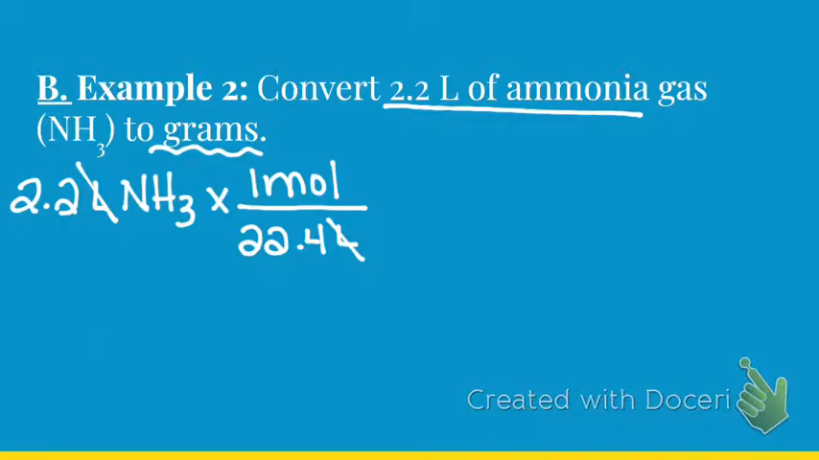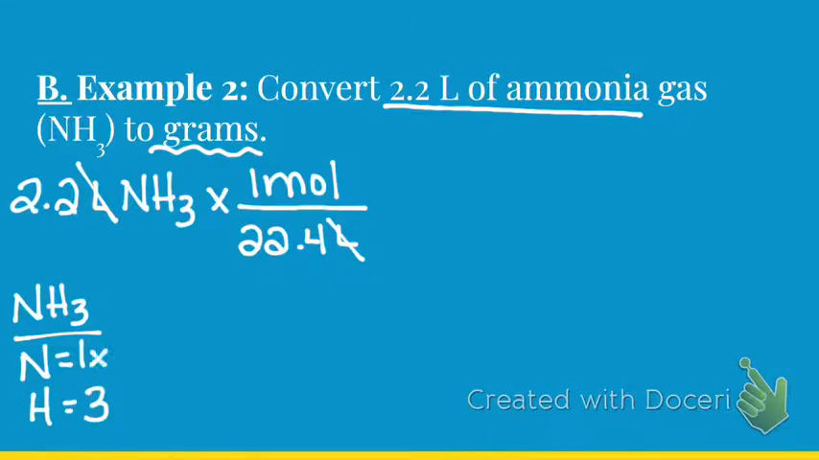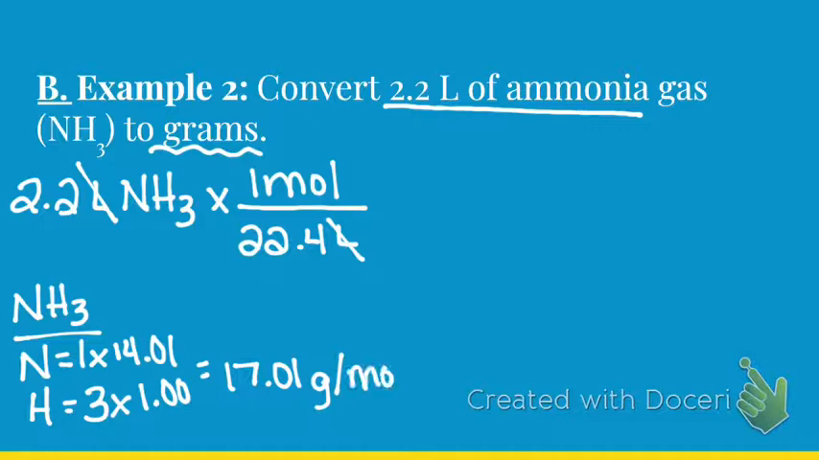So if you take a look at your roadmap, to get to grams, you need to know the molar mass. So we're going to go ahead and use our periodic table to calculate the molar mass of ammonia. When we look at our formula to do our inventory, we have 1 nitrogen and 3 hydrogens. Nitrogen's molar mass is 14.01. Hydrogen we round off to 1. So if we multiply and add these up, we get 17.01 grams per mole.